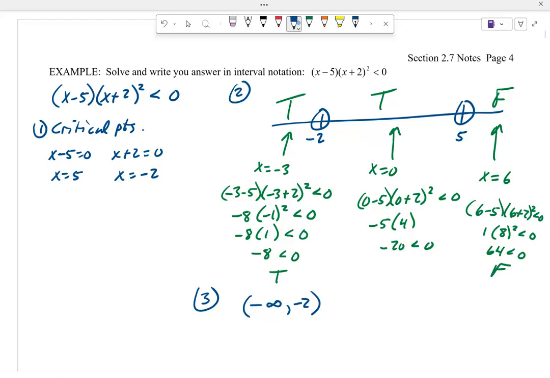negative 2, right? That's open. And then we're going to go from negative 2 up until 5. Again, we're not going to include that 5 either, right?